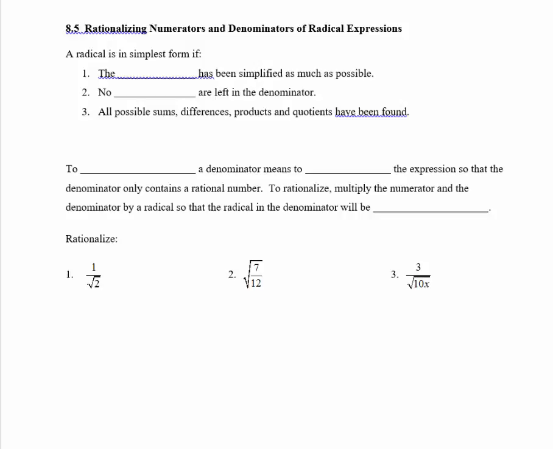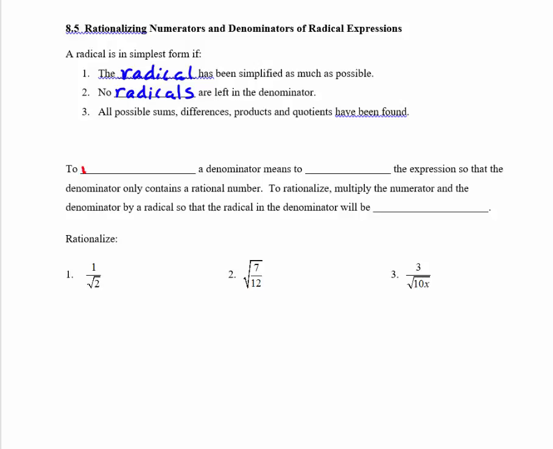A radical is in simplest form if, number 1, the radical has been simplified as much as possible, meaning take anything out that can come out, number 2, no radicals are left in the denominator. So if a radical is left in the denominator, we have to do something called rationalizing. And number 3, all possible sums, differences, products, and quotients have been found.